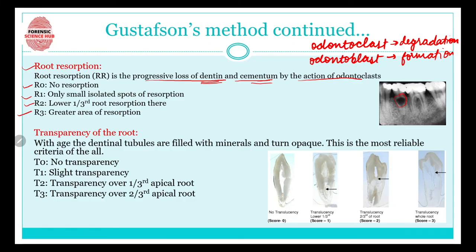Then the last criteria is the transparency of root. With age, the dental tubules are filled with minerals and they start to turn opaque, due to which the root starts to become slightly transparent. This is the most reliable criteria of all. This is 0 score, that is T0 score. Then here comes T1 score, that there is slight transparency. Then here we have T2, which means transparency is over 1/3 of the apical root, and T3 means the transparency is over 2/3 apical root, which will also include transparency in the whole root.